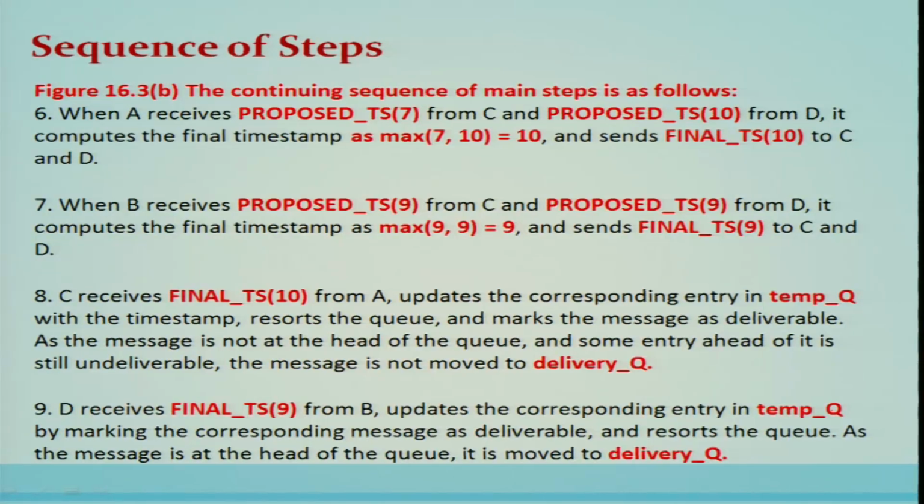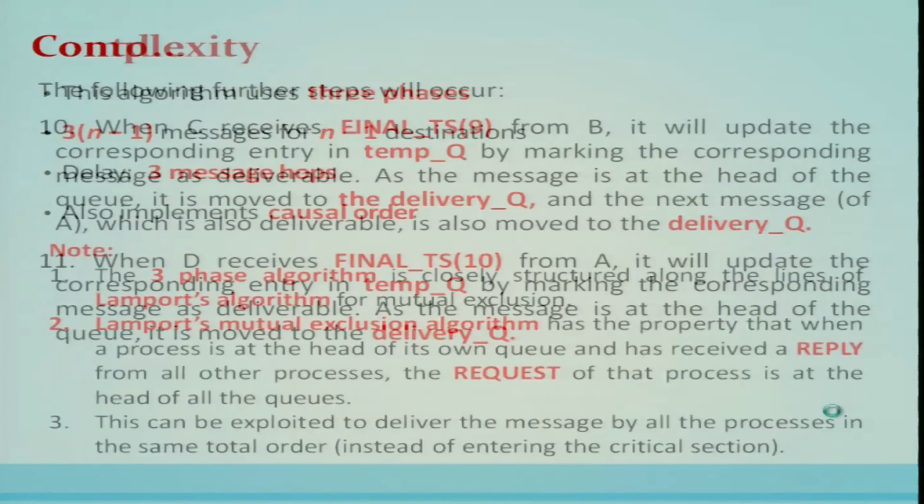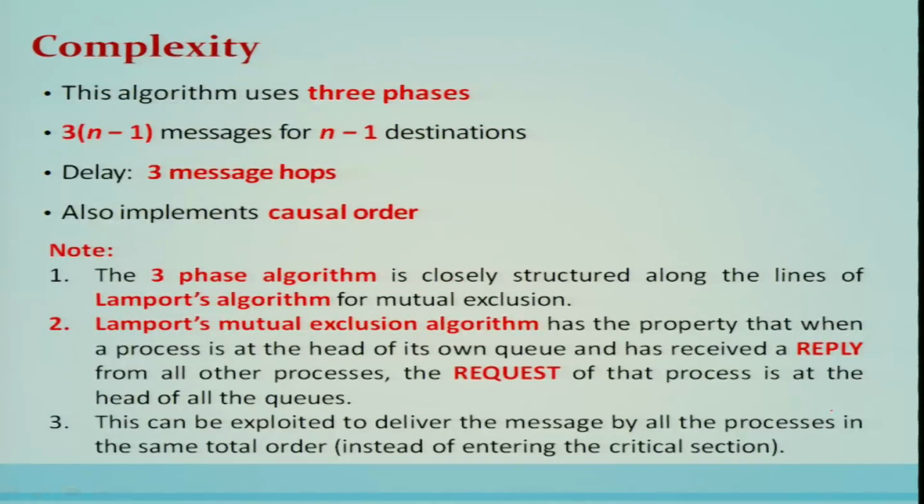So all these steps of the algorithm I have explained to you through the example. The complexity of this algorithm, since it uses 3 phases, in every phase a message is being exchanged, so in every phase n-1 messages are exchanged, so out of 3 phases 3(n-1) messages will be exchanged. Delay will be 3 message hops, because 3 times a message will go and come back, so a 3 message hop delay will be there.